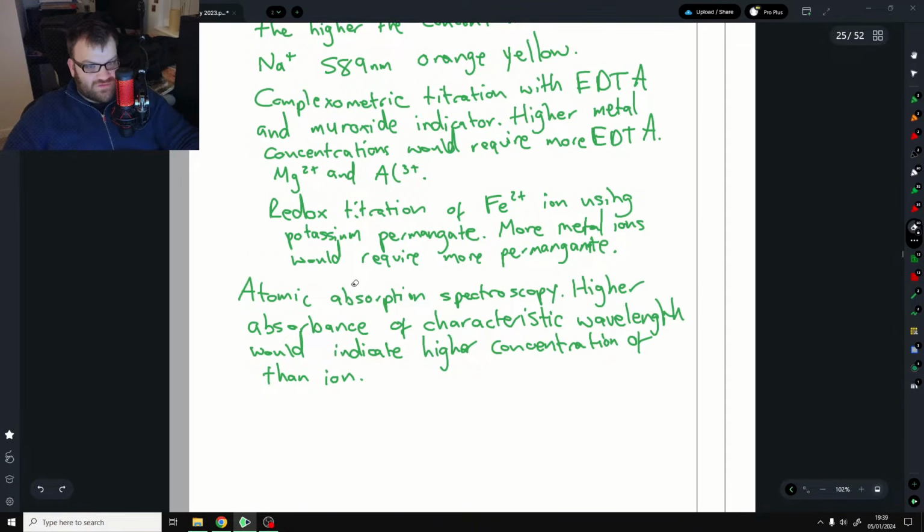You could use your absorption spectra. You could look at the absorbance of particular wavelengths of light. And again, that would indicate if you've got high absorbance, it'd be a high concentration.